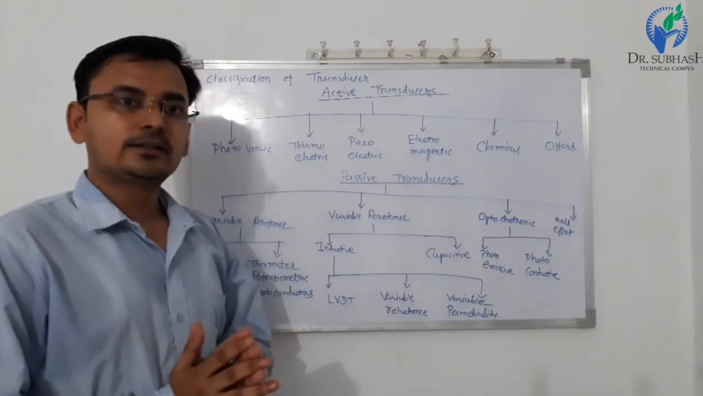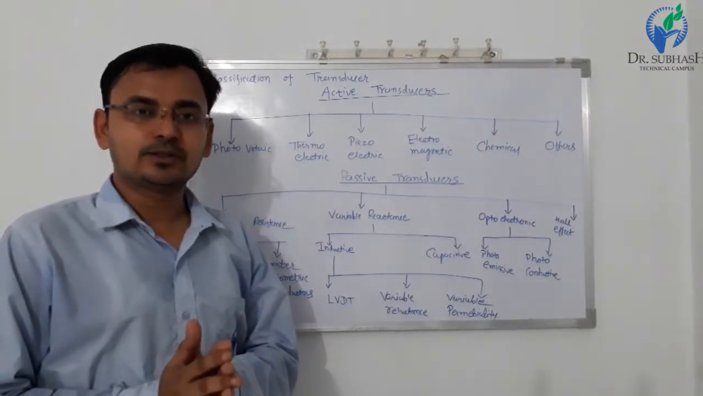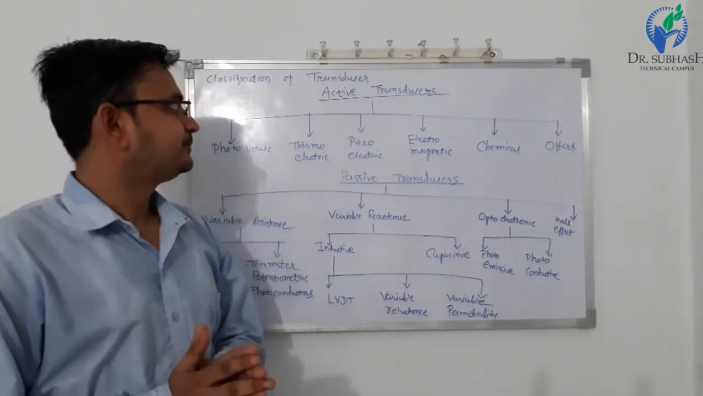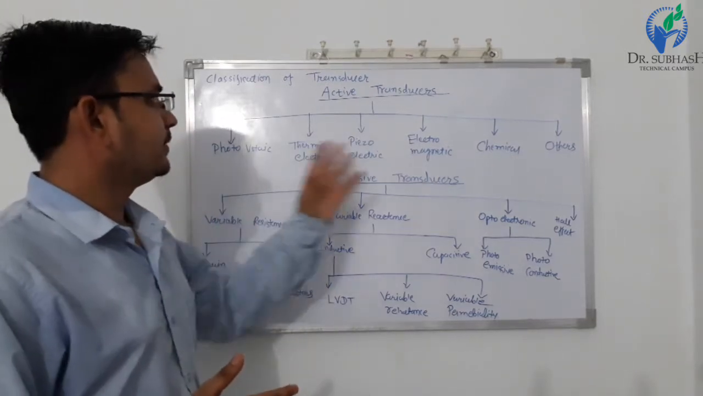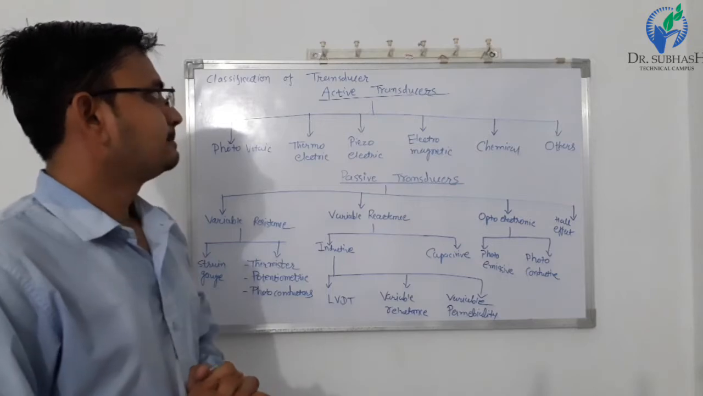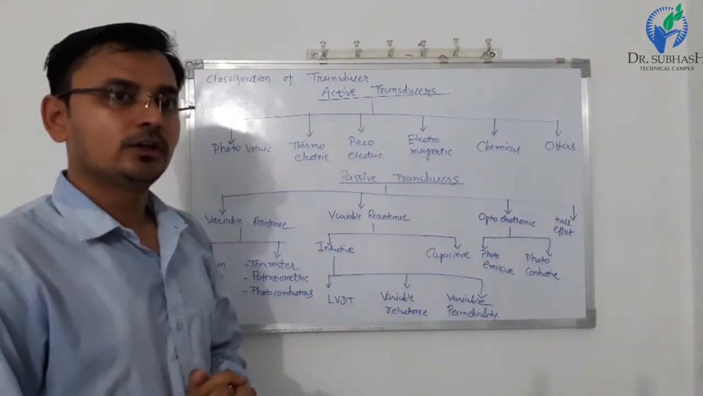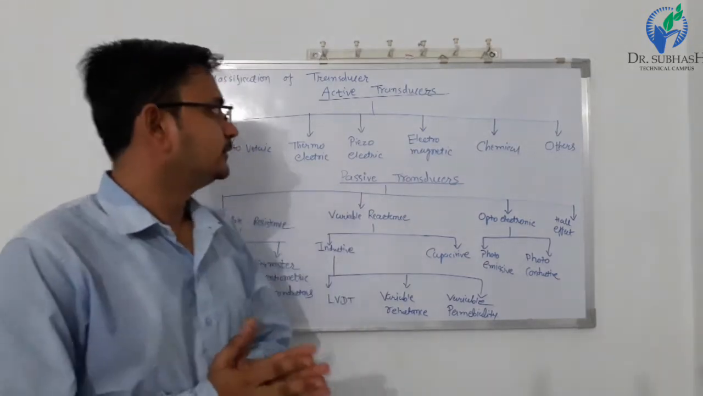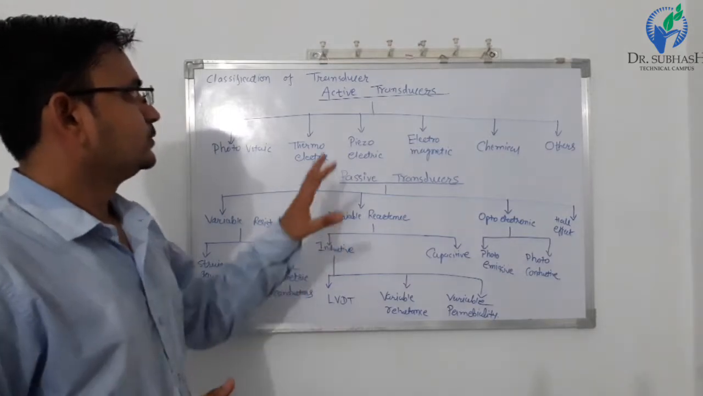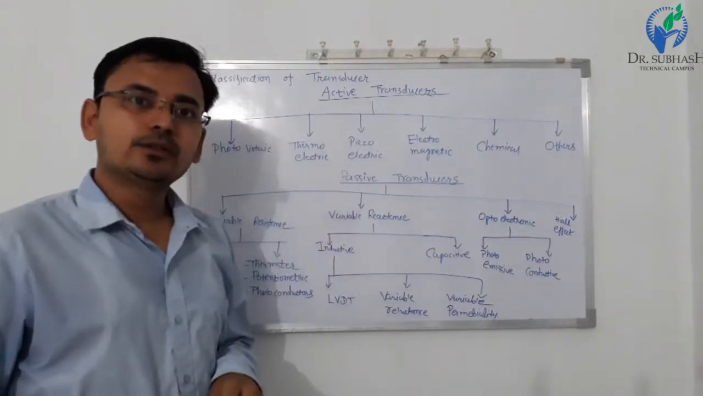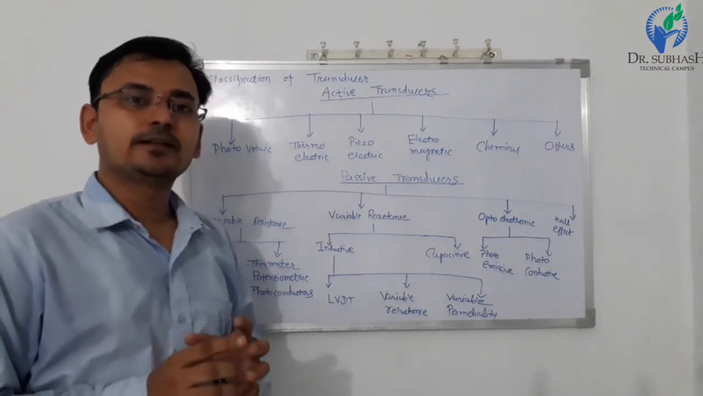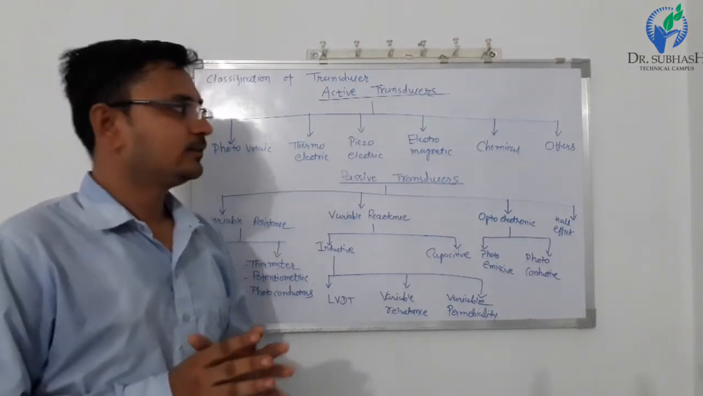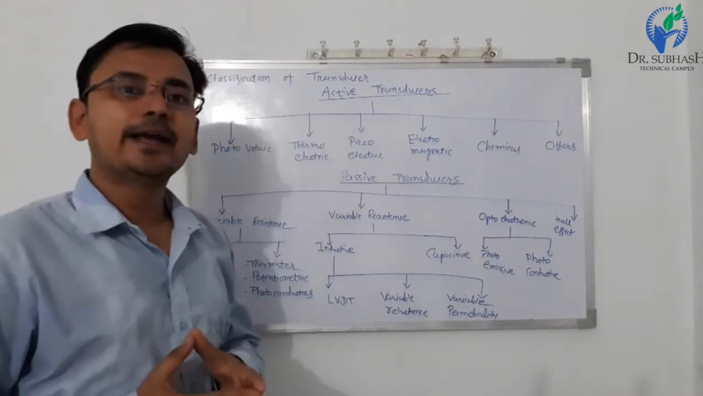So we can say it is a self-generating type transducer, and it is divided into so many transducers, which we will see in this discussion. So an active transducer is a self-generating type transducer, and no external energy source is required for the operation of the active transducer.